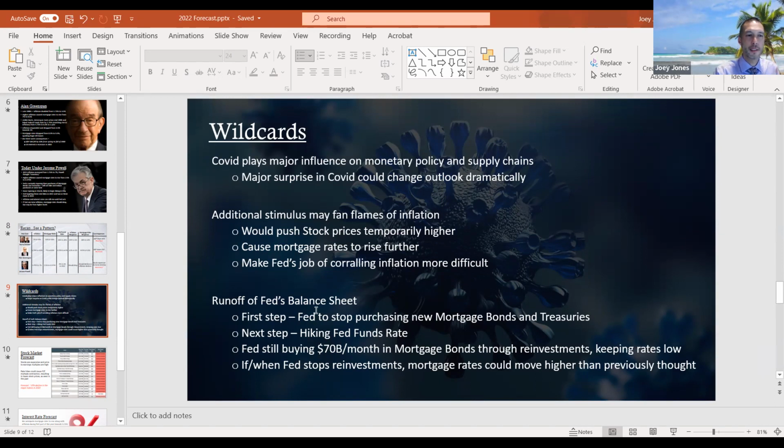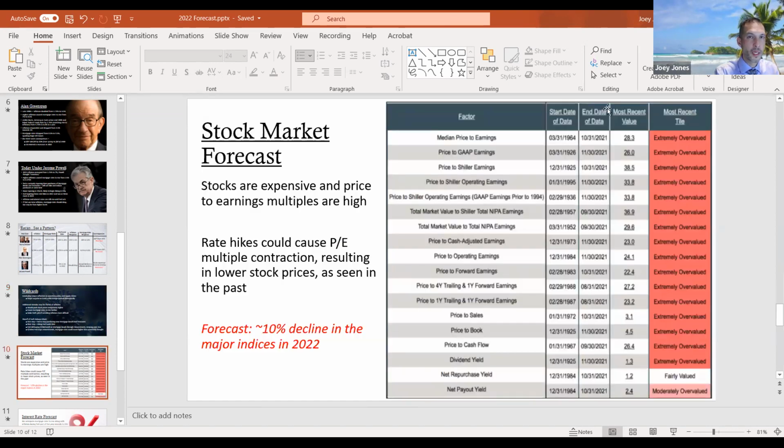So right now, the Fed is going to stop purchasing new mortgage-backed securities, MBSs, and Treasuries. Then they're going to hike the Fed funds rate next month. It's coming, inevitable. I don't know if they're going to do 25 basis points or 50, but it's coming. They're still buying $70 billion a month in mortgage bonds through reinvestment. So those loans that pay off, they're rebuying new loans and keeping their balance sheet pretty flat. But if they start letting it really run off and not reinvesting, it's going to cause rates to go up.